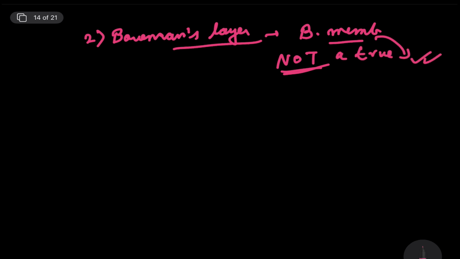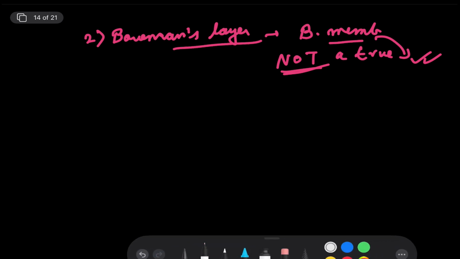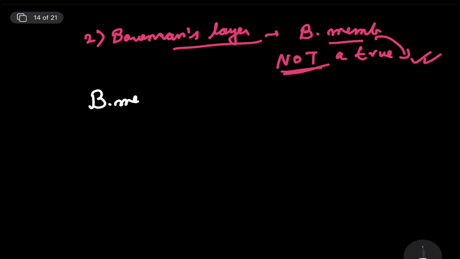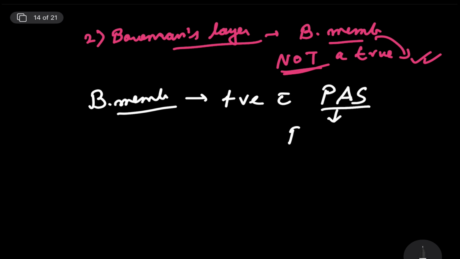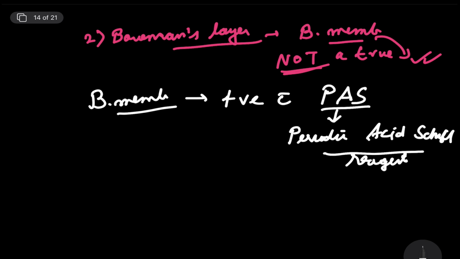Very, very important. Why? Because it has been found out that any basement membrane, for it to be a true basement membrane, needs to stain positive with something called PAS. What is PAS? Periodic acid Schiff reagent. All the true basement membranes in our body stain positive with PAS, periodic acid Schiff reagent. But this Bowman's layer is PAS negative.